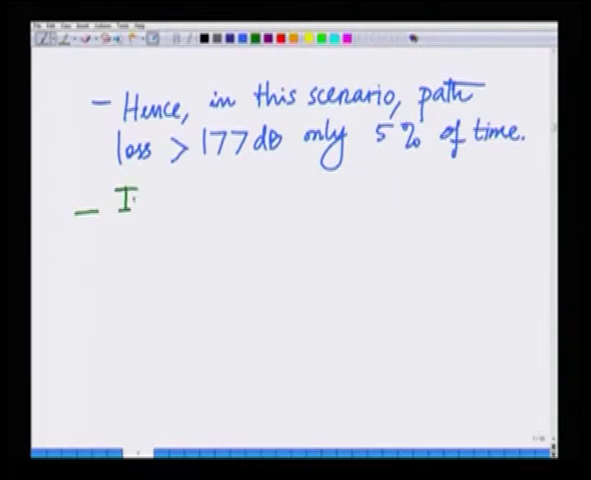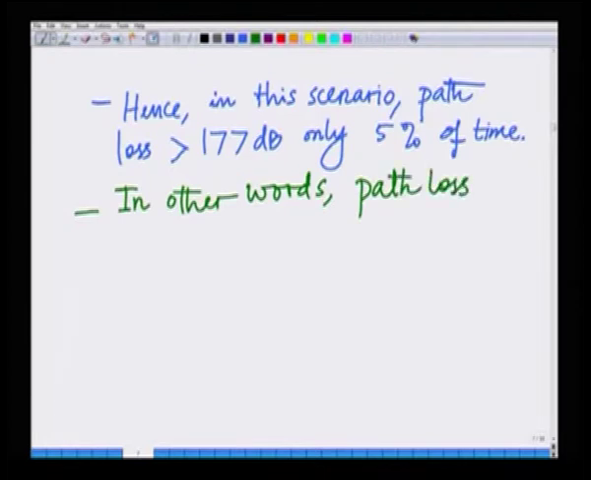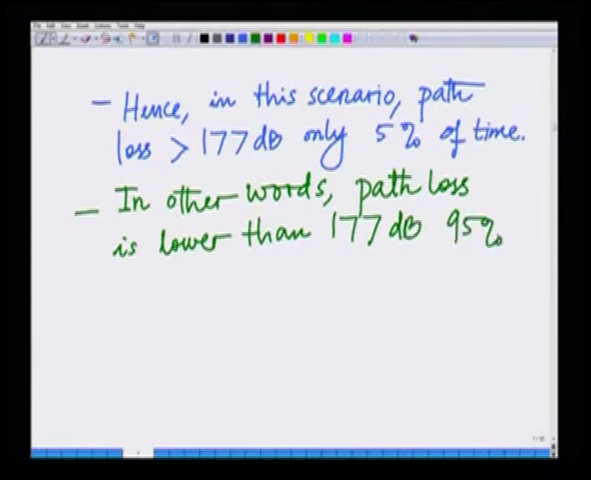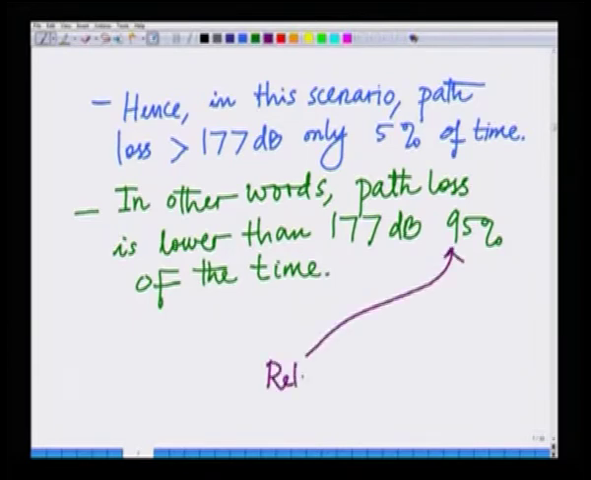Hence, in other words, path loss is lower than 177 dB 95% of the time, which means this 95% is also nothing but the reliability rho, which is equal to 0.95. So, we can say the outage, which is the chance that the path loss is greater than 177 dB, is 5%, which is 0.05.